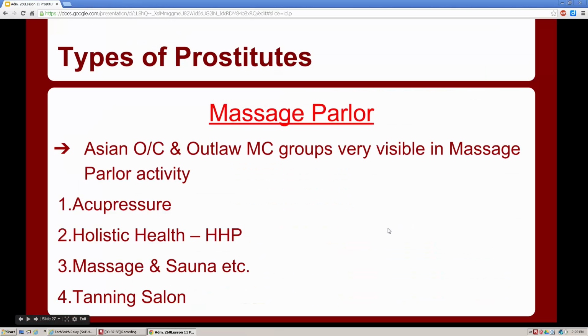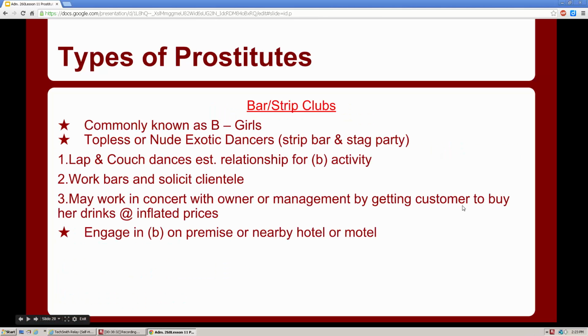Those types of establishments are known to be money laundering outlets for Asian organized crime and your outlaw motorcycle groups. They're very visible. Like I said before, they usually come under your acupressure massage parlor, your holistic health office, massage and sauna, or like a day spa, and then your tanning salon. So these are usually a front operated by Asian organized crime and outlaw motorcycle gangs. Your bars and strip clubs.